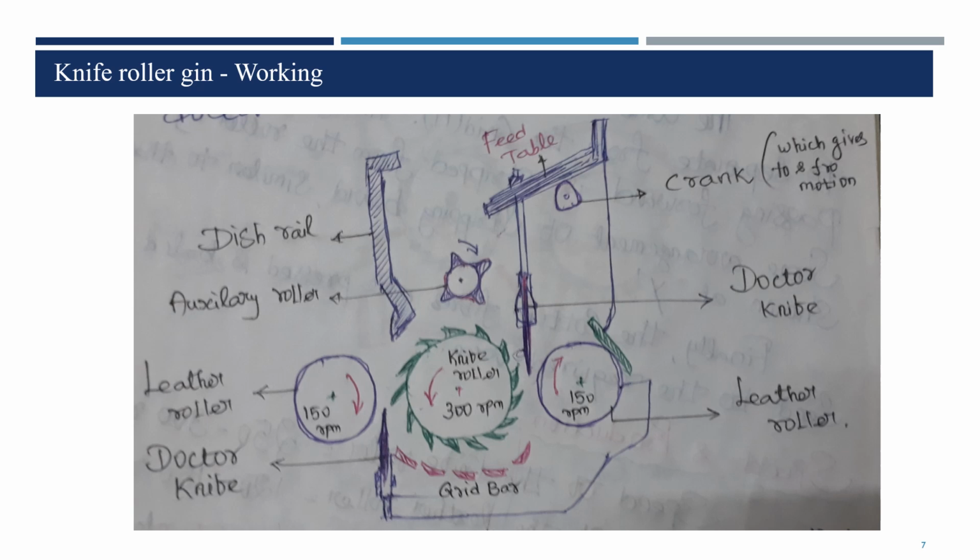Once the cotton is placed on the feed table, it comes into the action of the knife roller. The knife roller consists of a series of knife discs along its circumference.